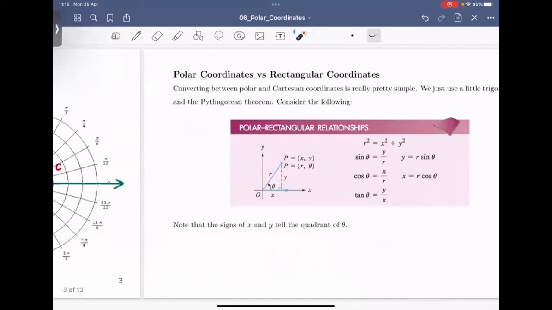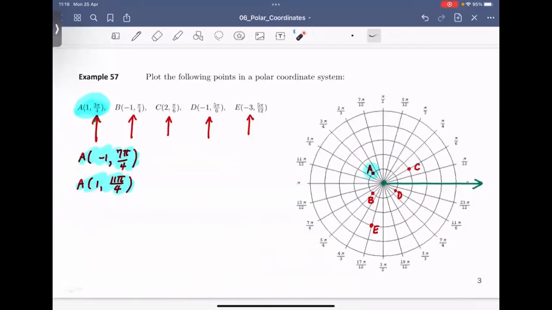So now, any questions so far? Still good with polar coordinates? Give me a thumbs up if you feel like you are okay up to this point. All right, good. So easy, right?